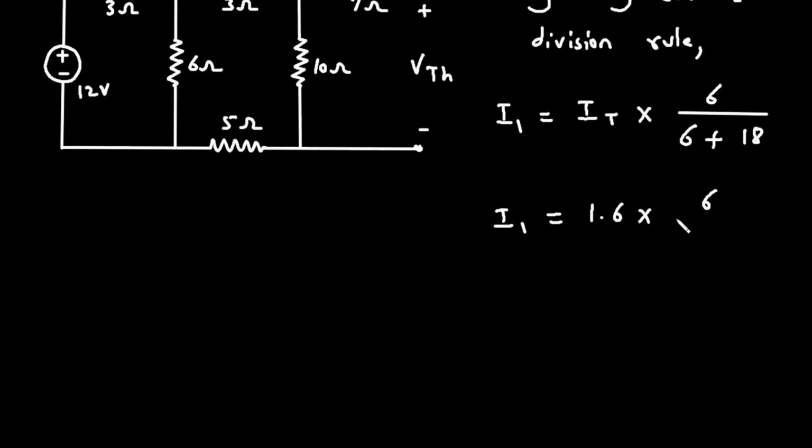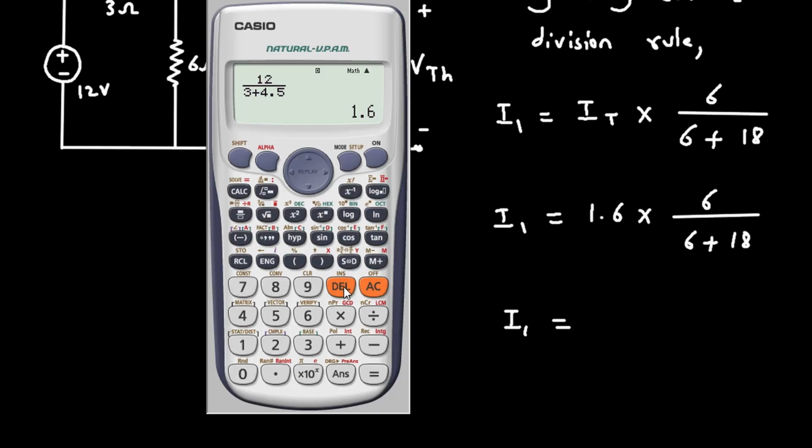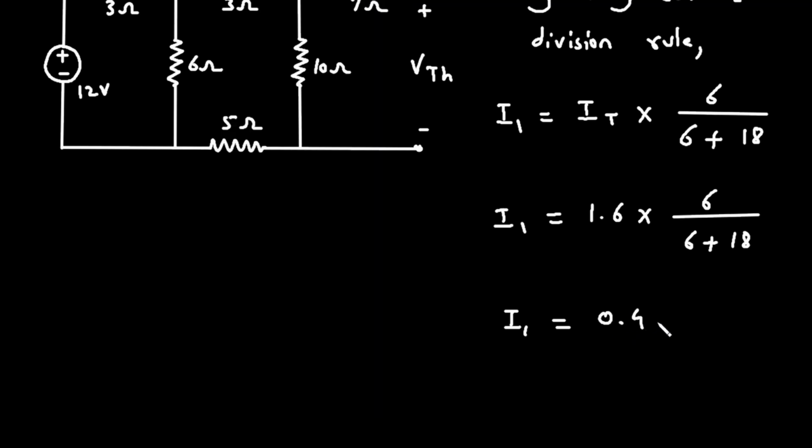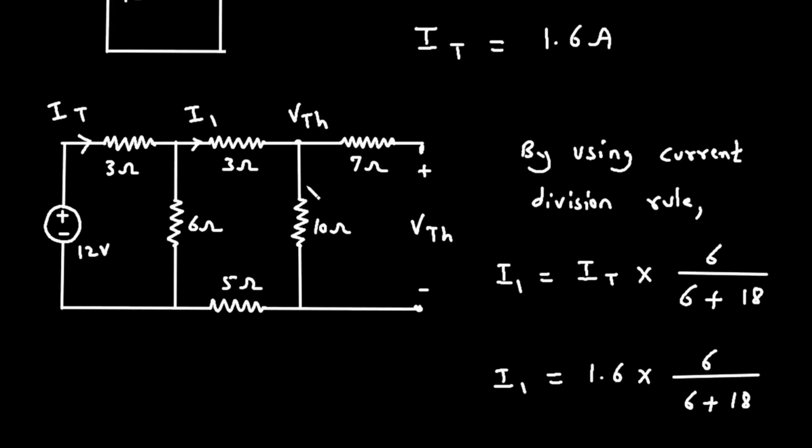1.6 into 6 divided by 6 plus 18. So therefore I1 is equal to, let's solve this, 1.6 into 6 divided by 6 plus 18. So it is 0.4 ampere. Now we can easily find the value of VTH.